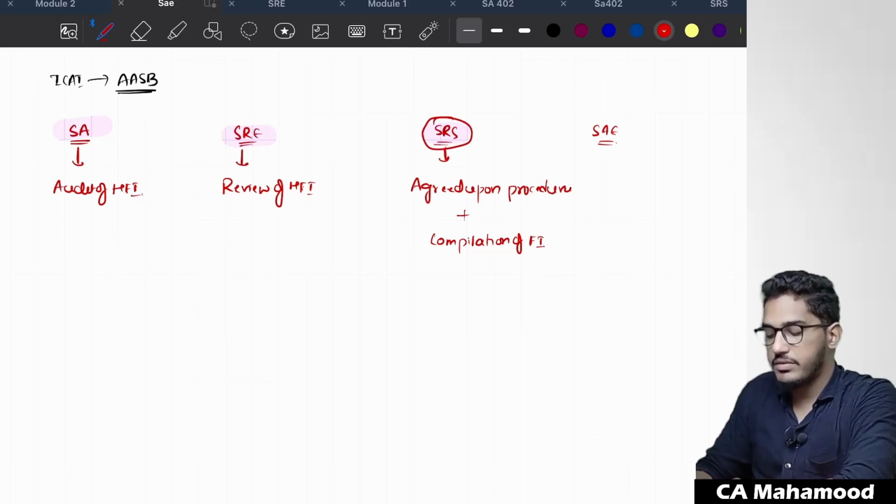And how do you do those related services? If you accept any engagement which involves these kinds of related services, then you are required to follow the Standards on Related Services. Then we have the last category of standards, SAE. Sir, what is this SAE?